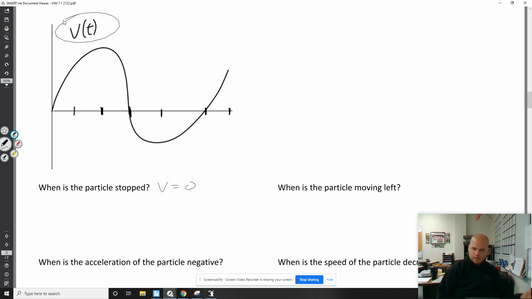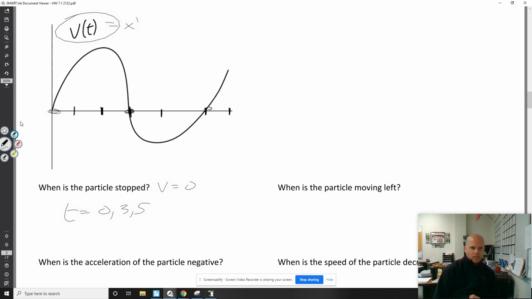What am I given? I'm given velocity. I'm given x prime. I'm given the derivative graph. When is it 0? This is the same question as, when does f have a horizontal tangent? When f prime is 0. It's really the same deal. Right here, and right here. Okay, 0, 3, and 5. My velocity is 0.